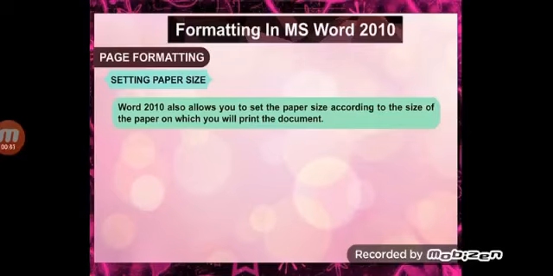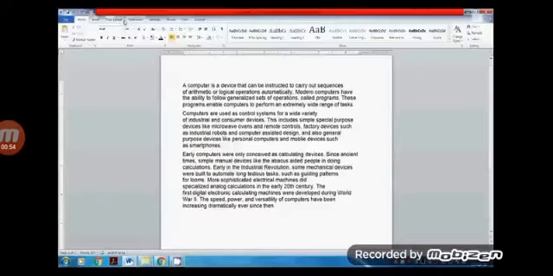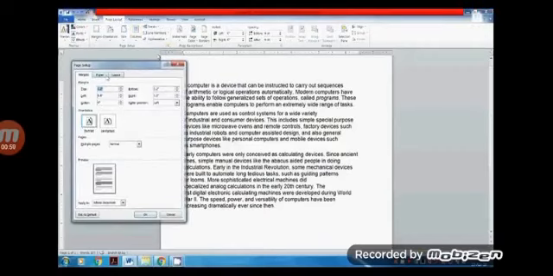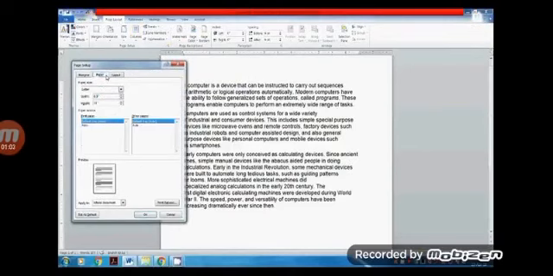Paper size. Word 2010 also allows you to set the paper size according to the size of the paper on which you will print the document. To specify the paper size, follow the given steps. Open the Page Setup dialog box. Click on Paper tab. Click on the Paper Size drop-down menu arrow and choose from the list that opens. You can also set your own paper size by specifying the width and height of the page using the width and height option. Click OK.